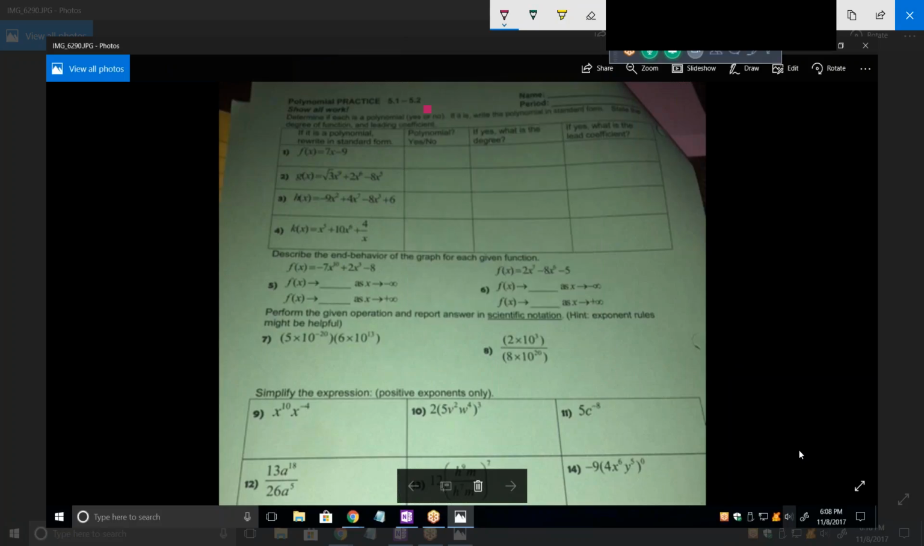So f of x goes to what as x goes to negative infinity? F of x goes to positive infinity. Let's do it again. We don't care about these two other terms. The only term we care about is the biggest one. We did this one.